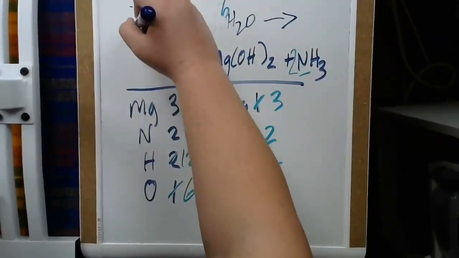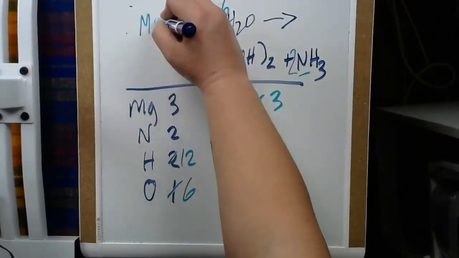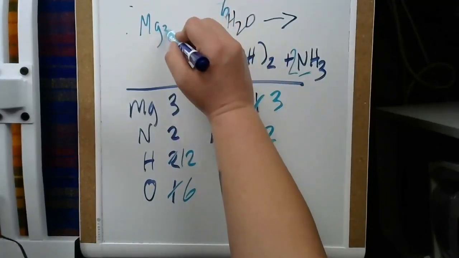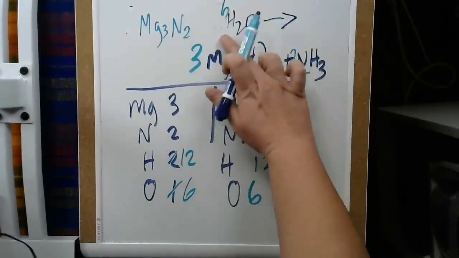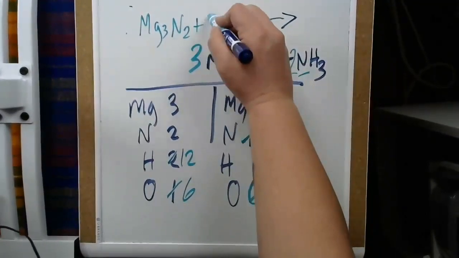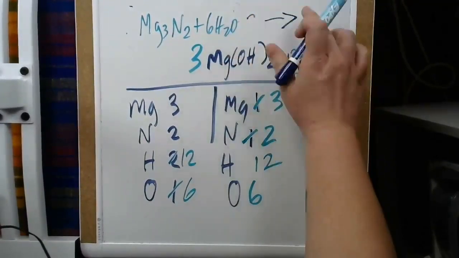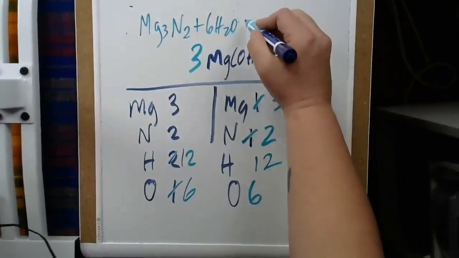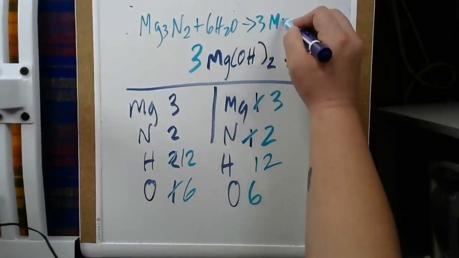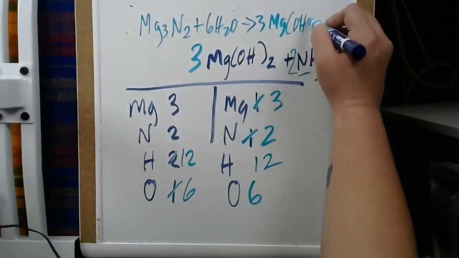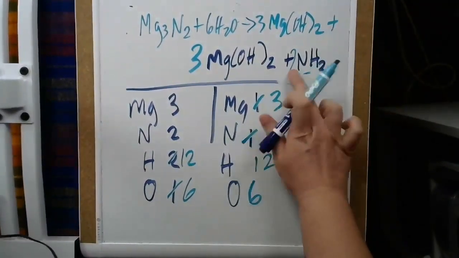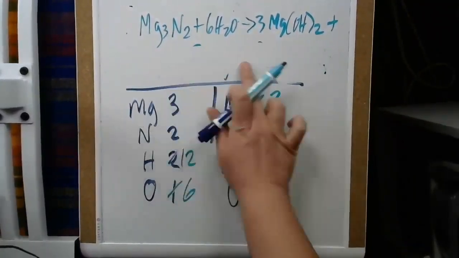Start here. Mg3N2 plus 6H2O, 3Mg(OH)2 plus 2NH3.